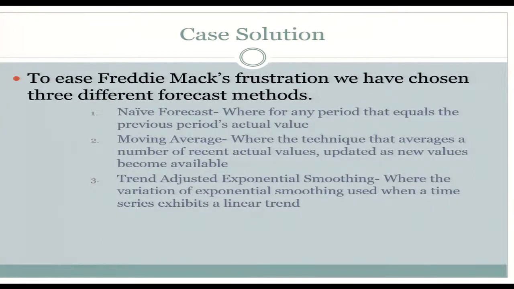We came up with a solution where we're going to use 3 methods. The first one is the naive forecast, where any period's forecast equals the previous period's actual value. The second one is the moving average, a technique that averages a number of recent actual values as new values become available. The third one is trend adjusted exponential smoothing, a variation of exponential smoothing used when a time series exhibits a linear trend, which is the one we chose as our answer.